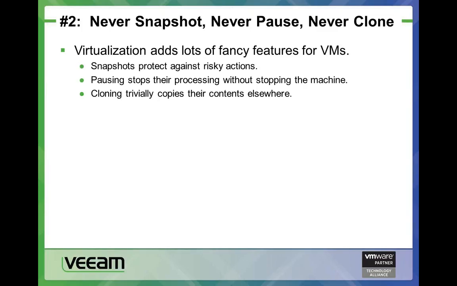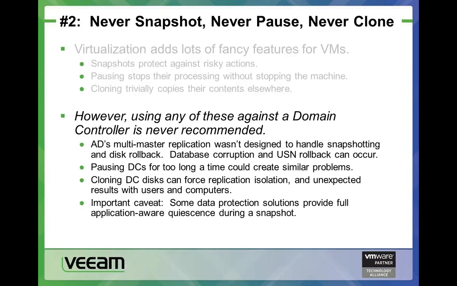But you have to be very, very conscious with these. You have to be very judicious with these different tactics, because using any of these against a domain controller is really not recommended. Okay, the pausing of a domain controller can cause some bad things, the cloning of one, and certain types of snapshotting can also do the same thing. Remember that AD's multi-master replication really wasn't designed to handle snapshotting, or the virtual machine snapshotting that you get coming out of your virtual platform, or the disk rollback that you might have from that snapshot.